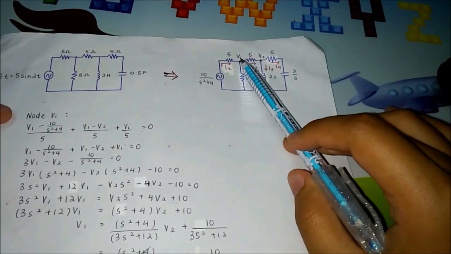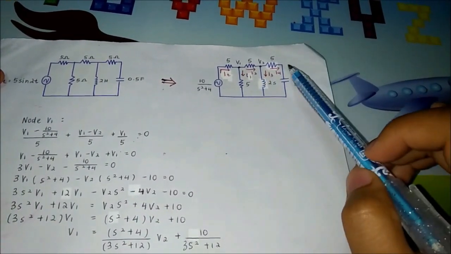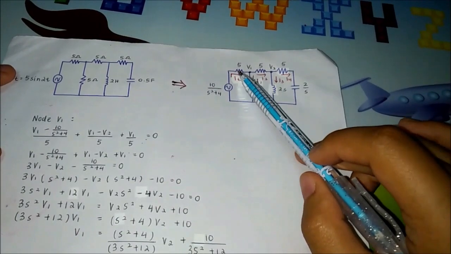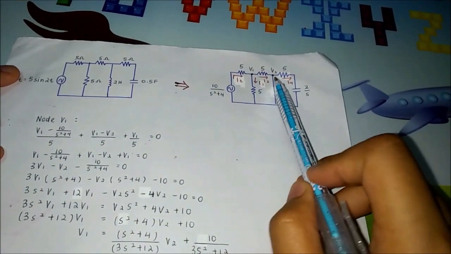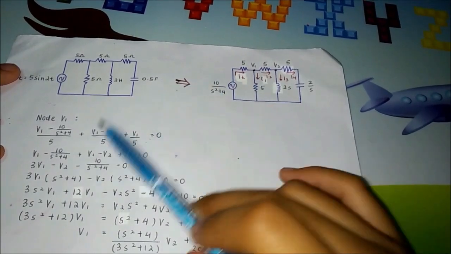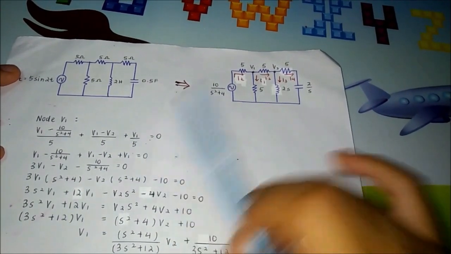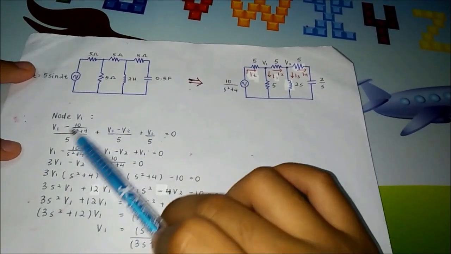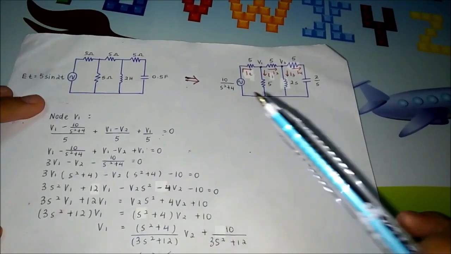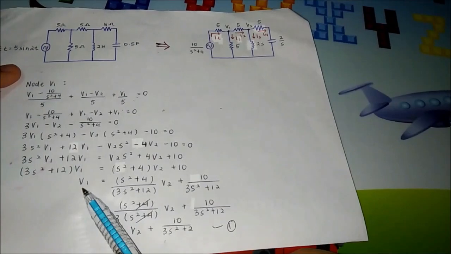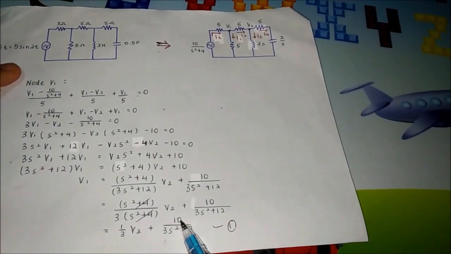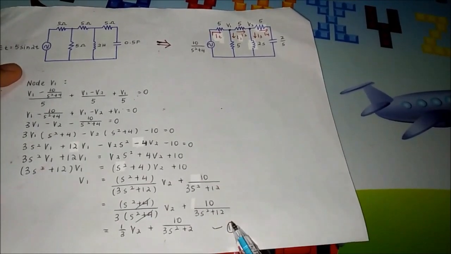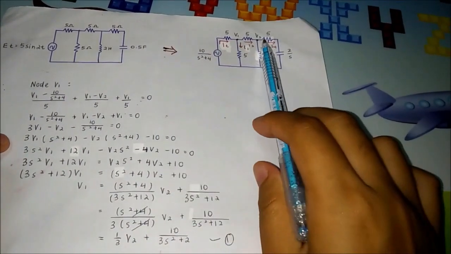To find V1 we're using nodal analysis. So V1 minus 10 over s squared plus 4, over 5, plus V1 minus V2 over 5, plus V1 over 5 equal to 0. So from here we've got one equation. After that we calculate until we get one equation for V1: V1 equals 1 over 3 V2 plus 10 over 3 times s squared plus 2 for V1. This is one equation.